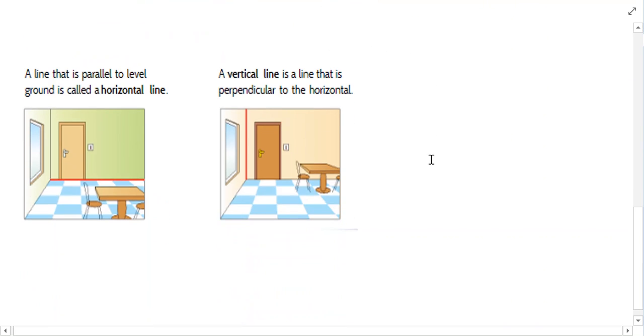Now another important thing to take into account as well is this idea that a line that is parallel to level ground is called a horizontal line. So horizontal. So if we look at this red line that's going along here, it's parallel to level ground, so therefore it's called a horizontal line. And then a vertical line is a line that is perpendicular to the horizontal.